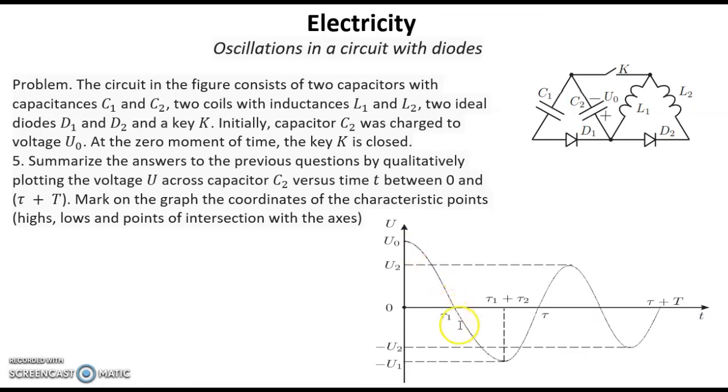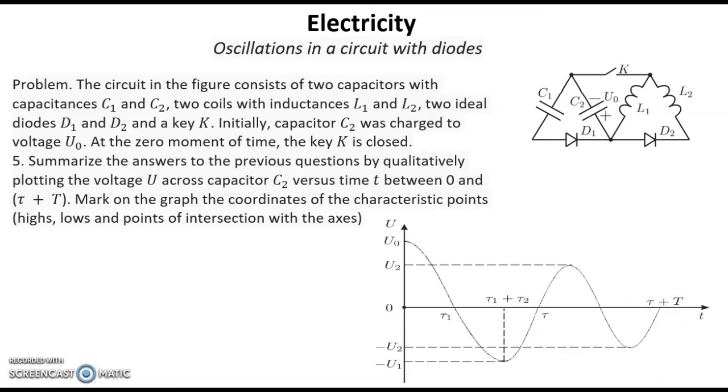After that it was a quarter of the second oscillation till maximum voltage U1, and after that it was the third oscillation with time tau 3 till 0, and after that it started the process with steady oscillations with a period T, big T.